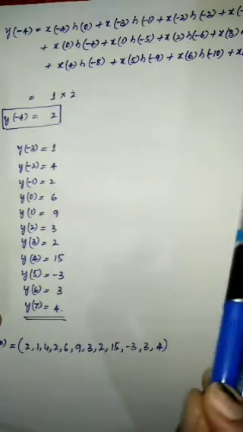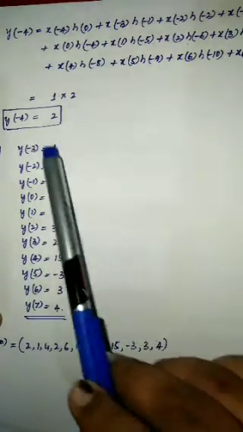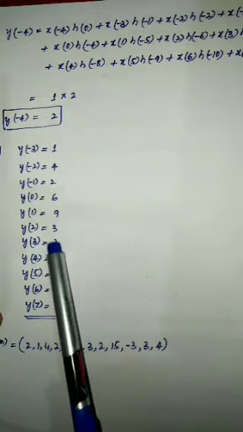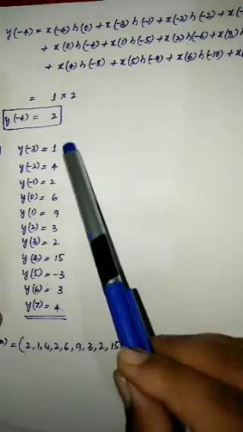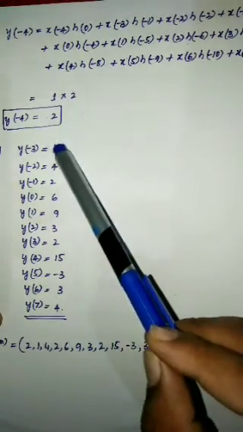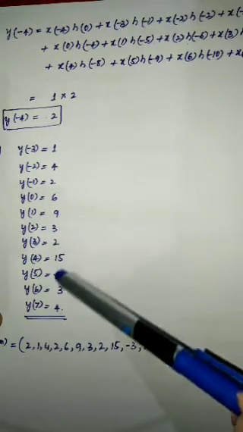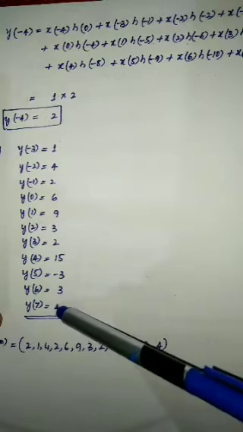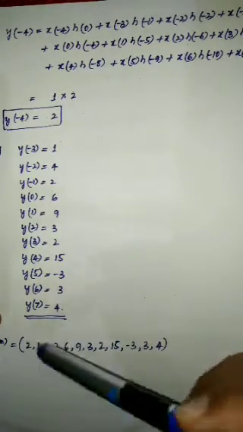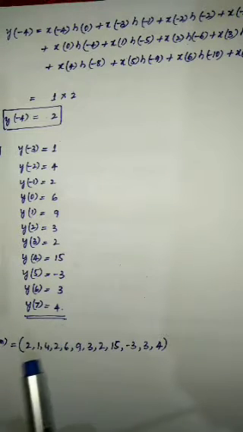Upon splitting that summation by considering one n value at a time, and continuously calculating the values for y of n, we will get these values. The y of minus 4 value is 2, then minus 3, minus 2, minus 1, 0, 1, 2, 3, etc., till y of 7. The values given here are the final result of the convolution between the two sequences x of n and h of n.